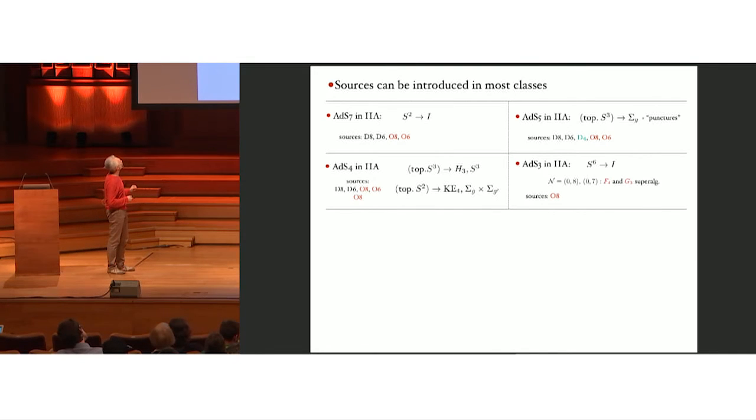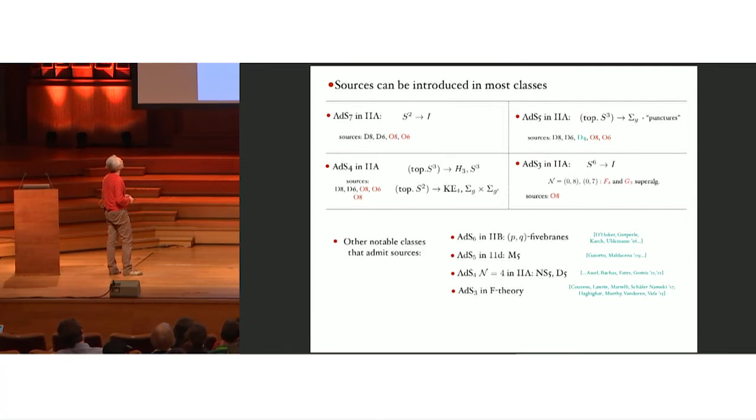Here's the table I had before with some examples that I consider to be nice. And now you see that for AdS7 we saw it together, but for all the other cases there are sources that you can introduce. In particular, sometimes you have very complicated solutions where even three of these sources appear together in the same solution.